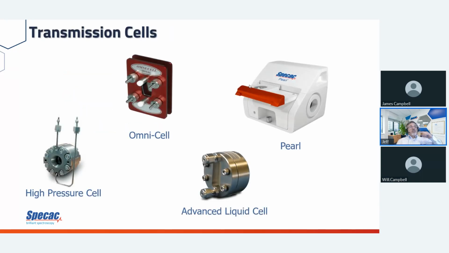So here are transmission cells. The Omni cell is the standard transmission cell that has been on the market probably 60, 70, 80 years, since the beginning of dispersive infrared. The Pearl is the newest addition to the transmission accessories. Advanced has a lot more. You can heat these up, variable path length. And then if you go to high pressure, like 2,000 or 5,000 PSI, there's stuff you can do with that one.